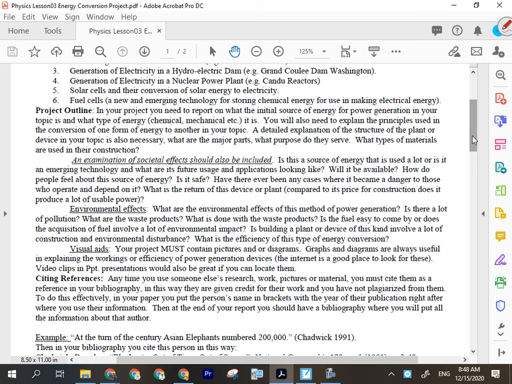Will it continue to be available? Is it a fuel source that's got a lot of reserve? If we're talking about coal, obviously there is a lot. Where is it located? How easy is it to get to? Stuff like that. How do people feel about this source of energy?